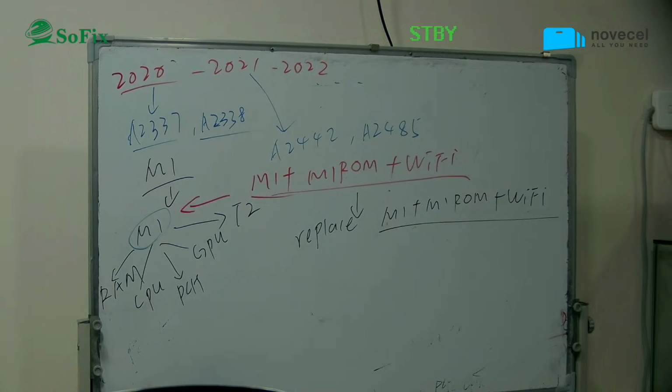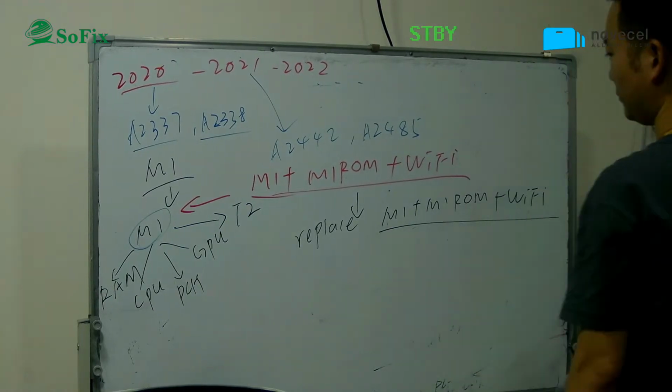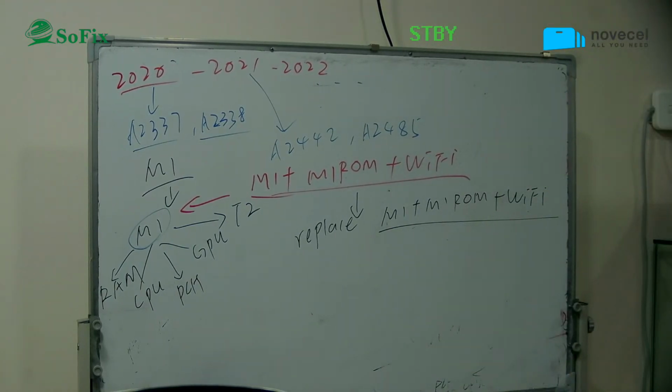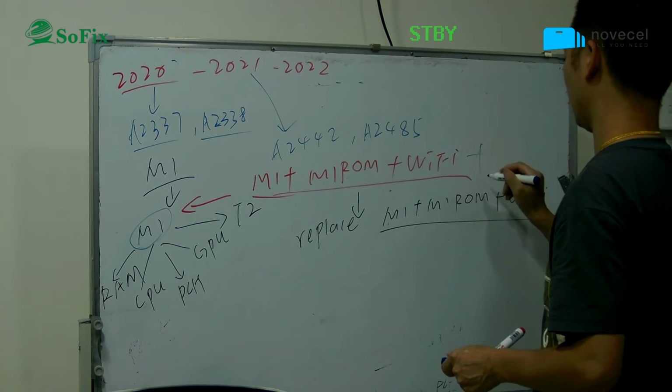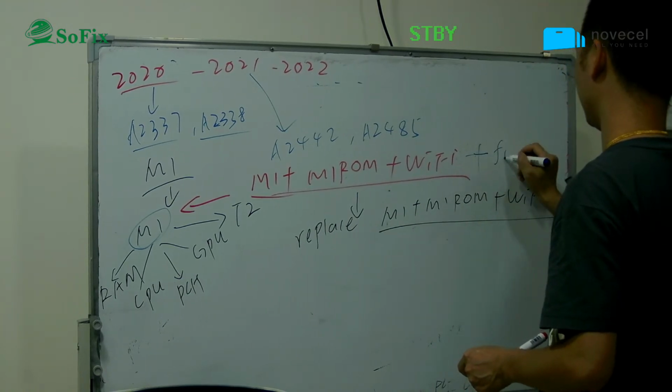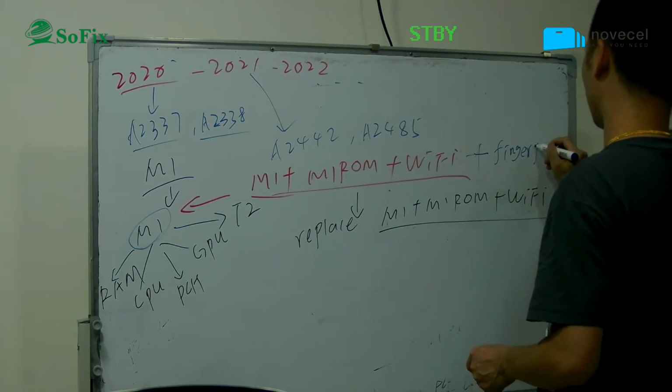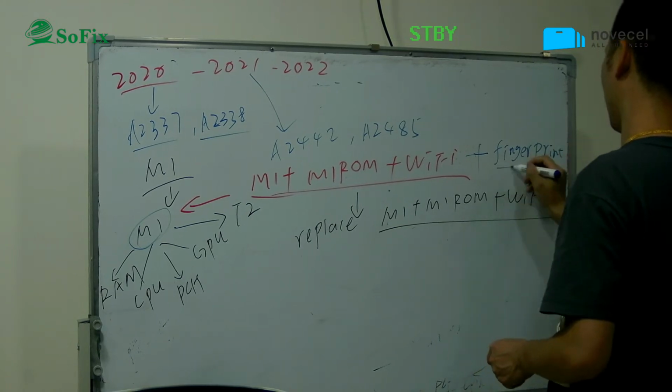For the M1 model, to remove the activation lock you must replace the M1 ROM and the Wi-Fi chip. This one. So now you can see the other function. If you want to use Touch ID, you also replace the fingerprint chip.